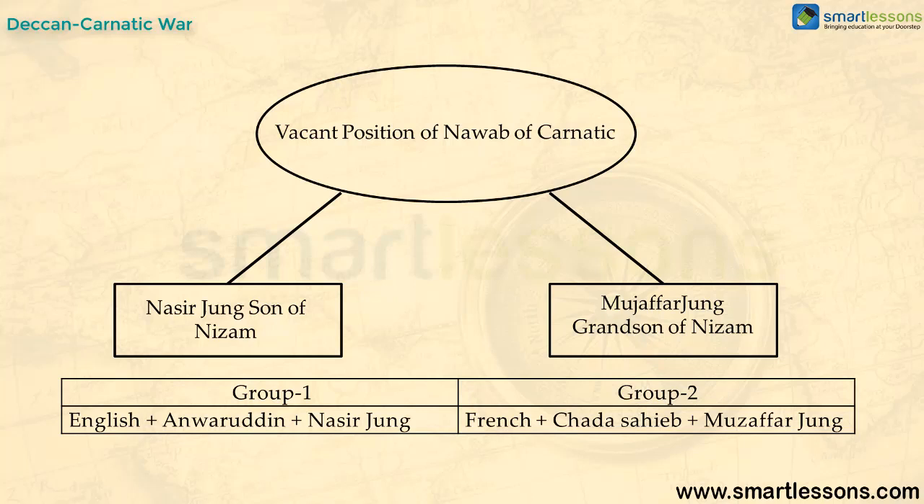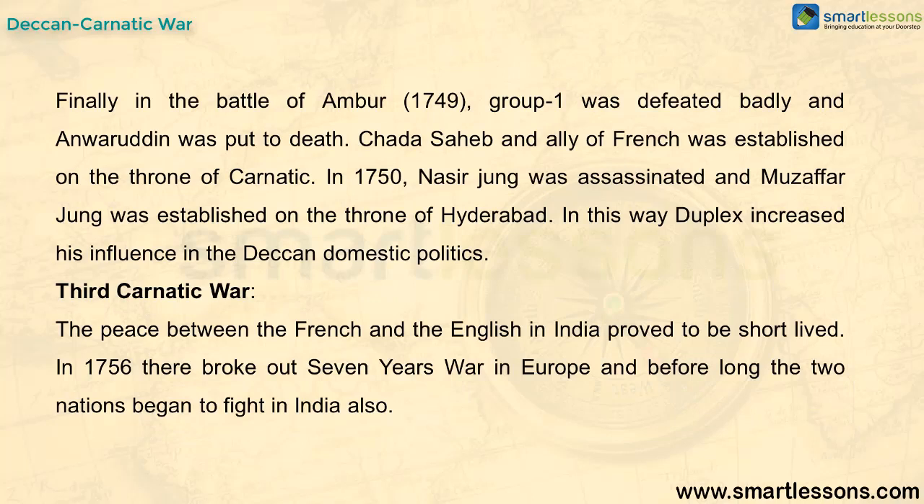Clearly, two rival groups were formed. On one side was the British-led alliance between the British, Anwaruddin and Nasir Jung. On the other side was the French-led alliance between the French, Chanda Sahib and Muzaffar Jung. Finally, in the Battle of Ambur in 1749, the first group, that means the group led by the British, Anwaruddin and Nasir Jung, was defeated badly and Anwaruddin was put to death.